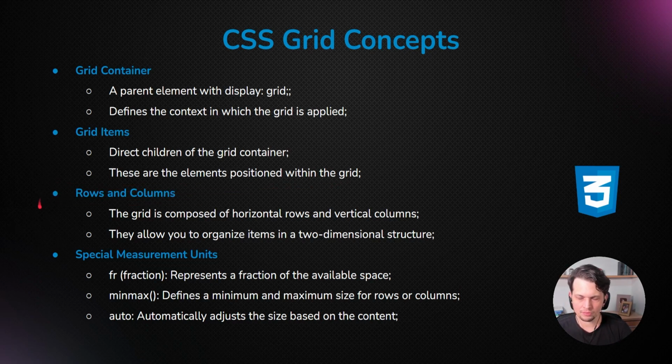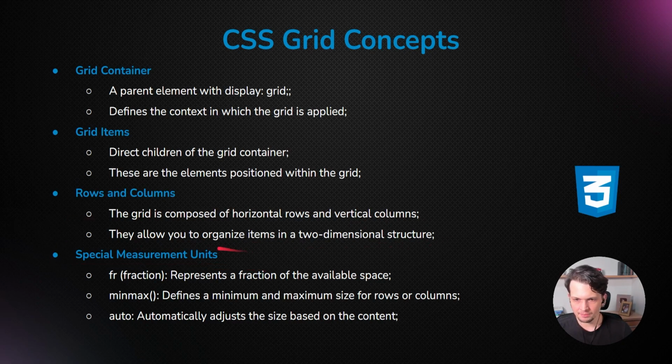Rows and columns. So we're also going to have this. If you pay attention on the websites that we visit, you're going to see that they have a pattern. Not all of them, but the majority of the websites have a pattern, like e-commerce. You have the products displayed by a grid. So we can reproduce this with Grid CSS with a minimal effort of coding, a few lines of CSS, okay? The grid is composed of horizontal rows and vertical columns. They allow you to organize items in a two-dimensional structure.